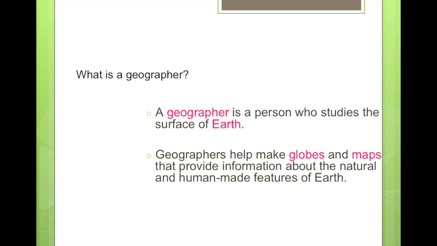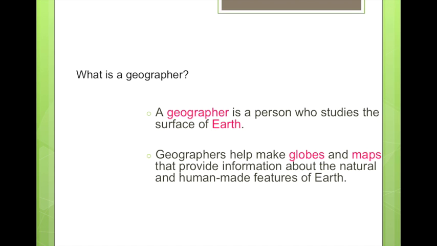Our first question is, what's a geographer? You have notes there in front of you. A geographer is a person who studies the surface of the Earth. So a geographer is not going to study man-made features. He or she is going to study physical features like volcanoes, deserts, rivers, mountains, those types of things.